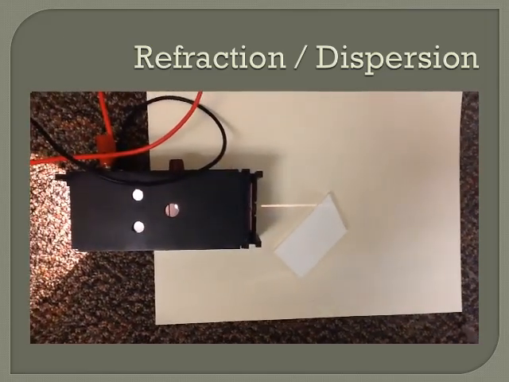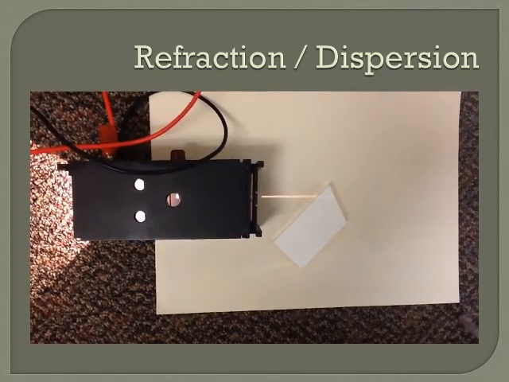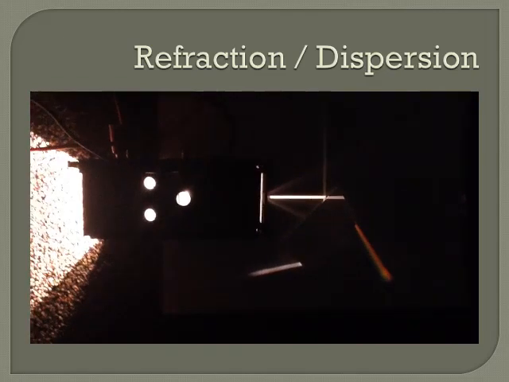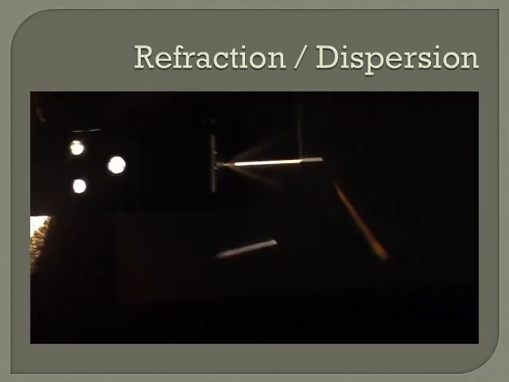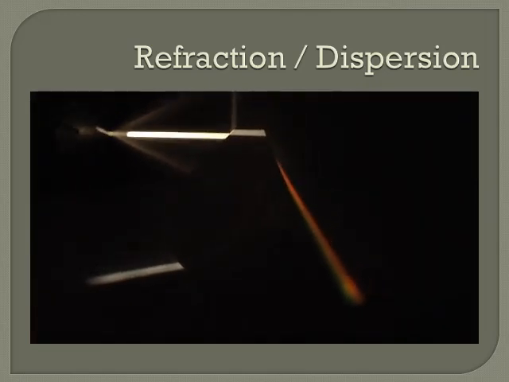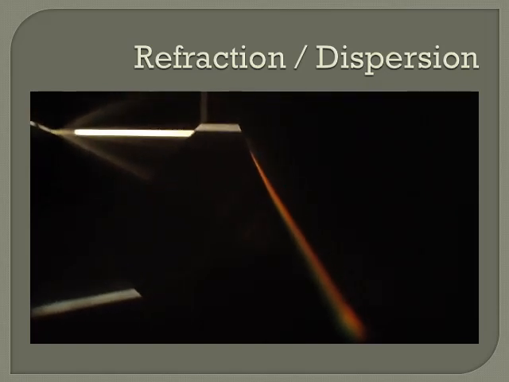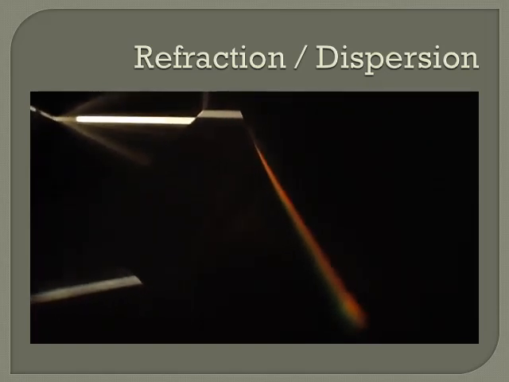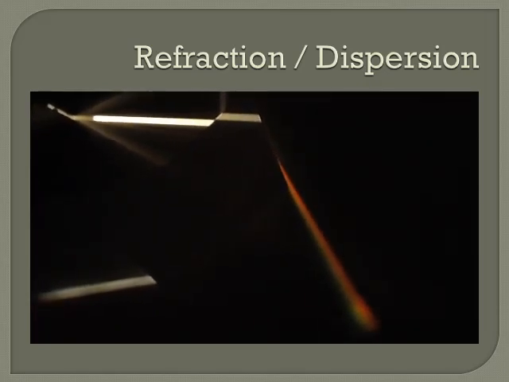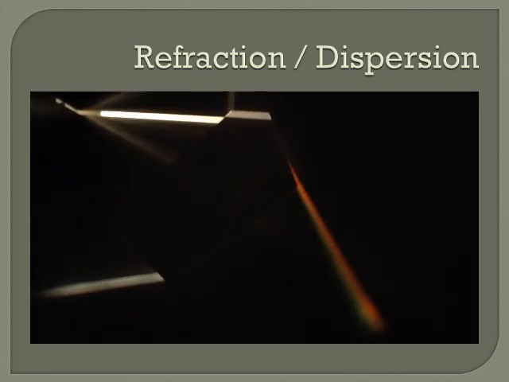So I've got my light source, a single beam going into my acrylic block. And notice what happens. That light, get it as close as I can here, does not bend equally. Notice that the reds bend a little bit less than the blue end of the spectrum. So we're able to break up that white light into its component colors: red, orange, yellow, green, blue, and violet. Roy G. Biv. That's what we call dispersion.